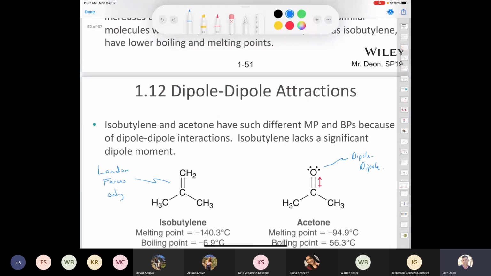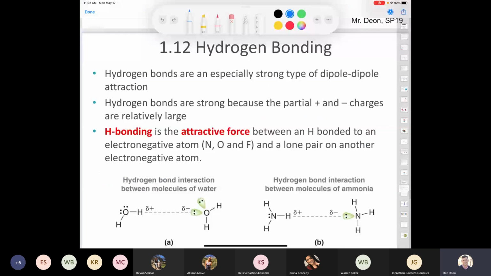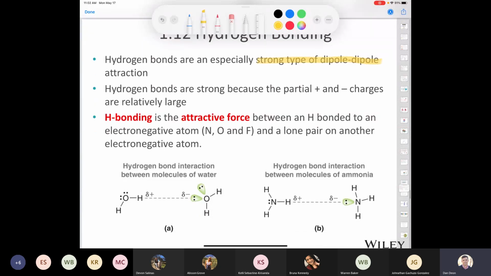All right, well, let's move on from there and talk about hydrogen bonding, because if you understood what dipole-dipole forces are, my friend, you are going to understand what hydrogen bonding is. Because a hydrogen bond is nothing more than a dipole-dipole force, but it's just a very strong dipole-dipole force. That's all it is, okay? So it's just a strong dipole-dipole attraction. Hydrogen bonds are strong because the partial positive and the partial negative charges are really, really powerful.